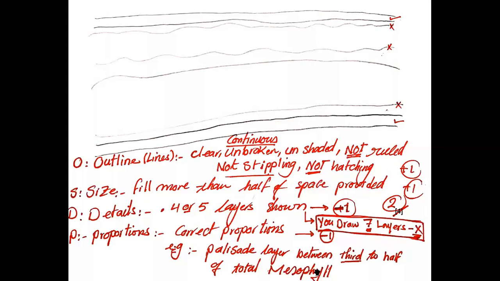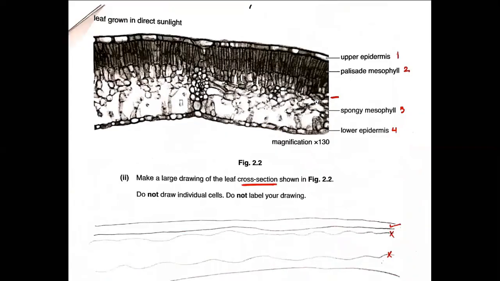Regarding the proportion, as I just mentioned, the correct proportions have to be taken into consideration. If we look at the picture itself, here we have about equal proportions between the palisade mesophyll and the spongy mesophyll, a little bit more for the spongy. If you draw them mostly the same, it will be accepted. This is the upper epidermis, and this is the cuticle, but it's not a very thick layer. It's not a layer, just a lining, or just a cover.